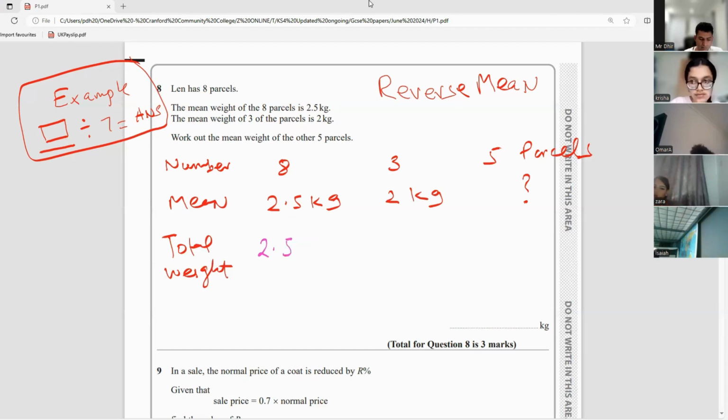I don't know. Okay, so we used to divide it. Now we are going to times by 8. So 2.5 times 8. 8 times 5 is 40. We carry the 4.